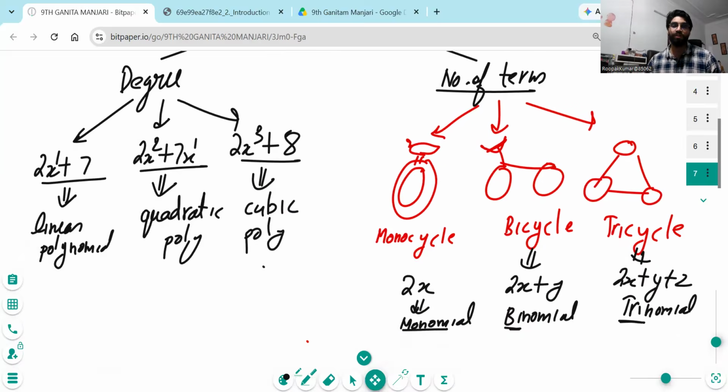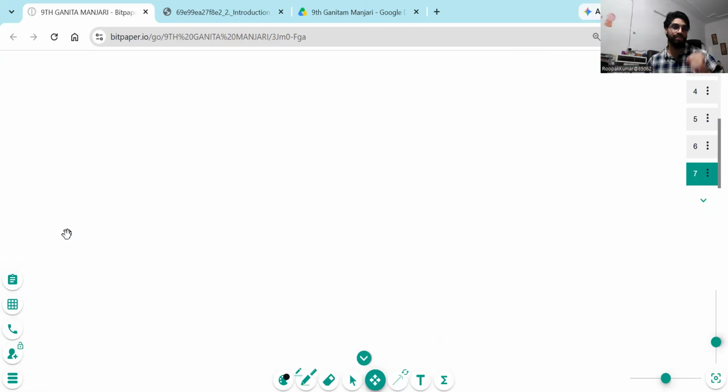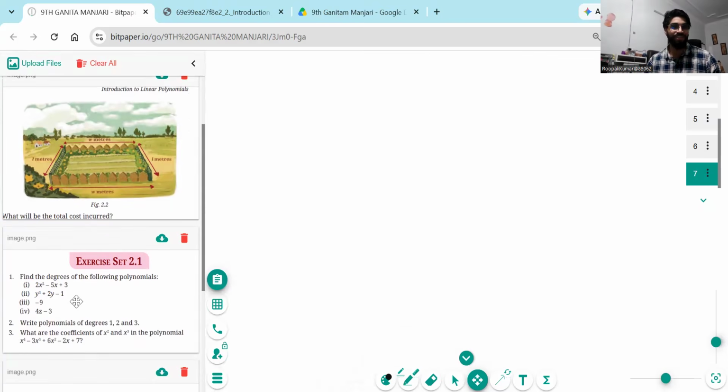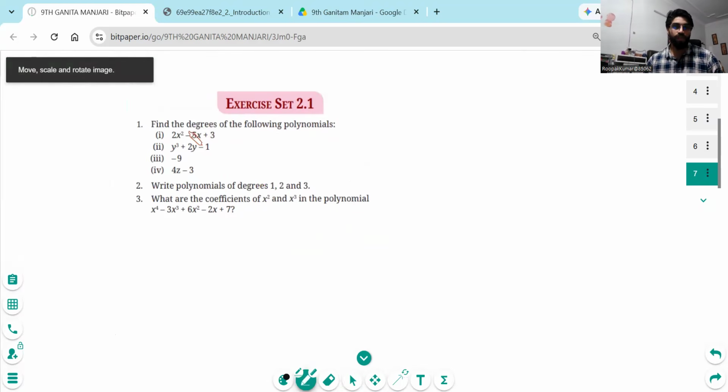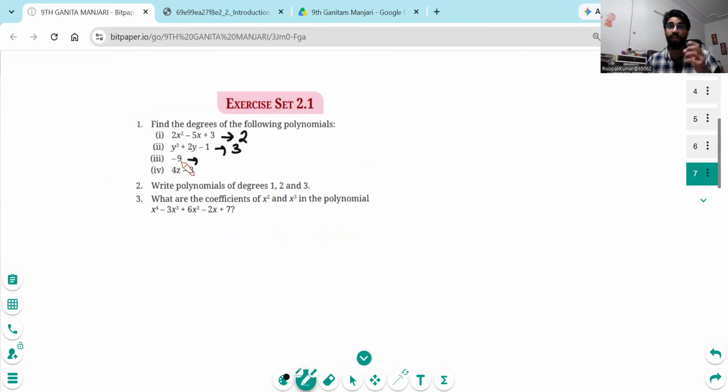Now, let's move on to the exercise. We are capable to do exercise now. The first exercise we are going to do finally. Okay. So 2.1. Find the degree of the following polynomial. पहले वाले की degree highest power देखो 2 है. So degree is 2. यहाँ पे highest power is 3. So degree is 3. यहाँ पे कोई power नहीं है. This is a constant. So degree is 0. Okay. यहाँ पे power 1 है. तो degree is 1. So that's done.